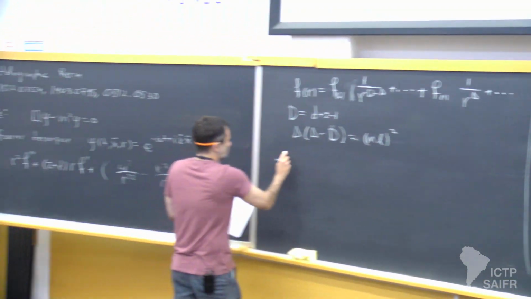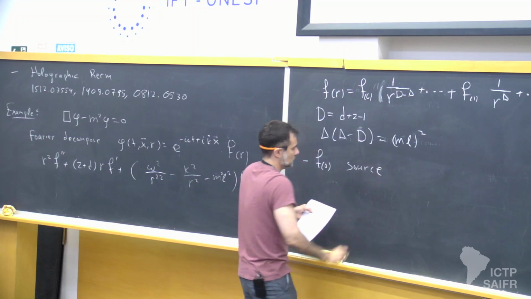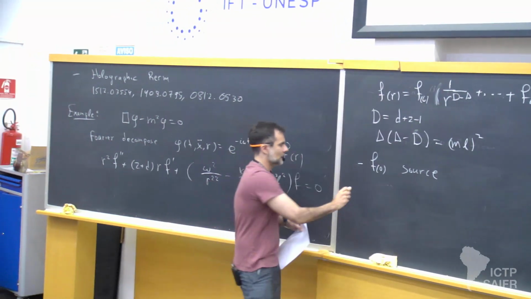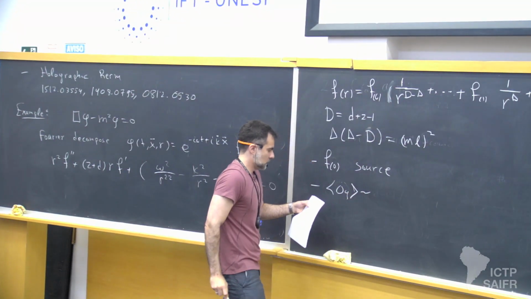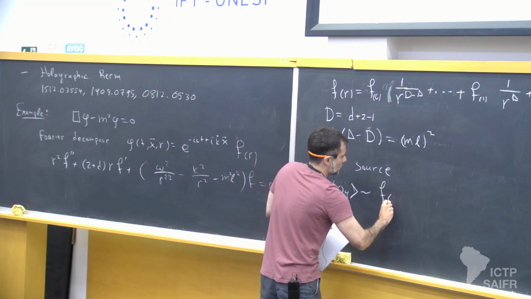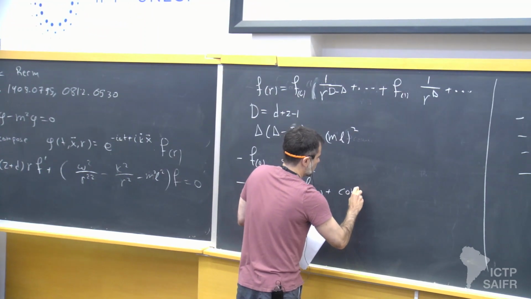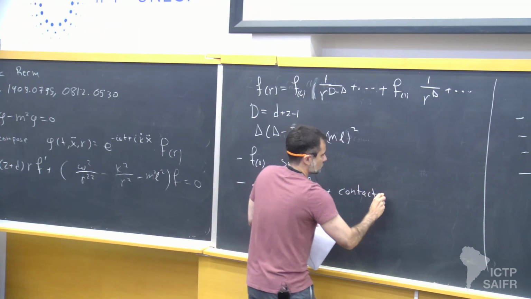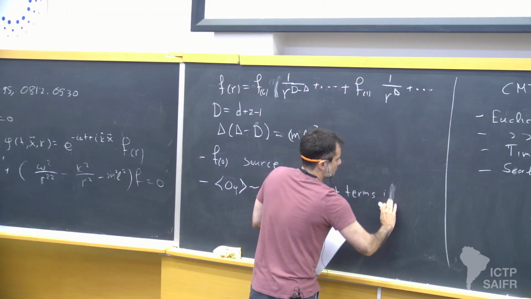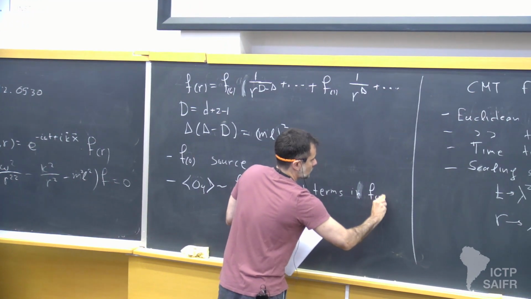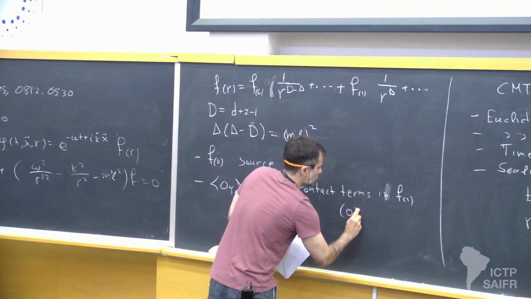According to this logic, f0 would be the source from the boundary theory point of view. Now, the vev of phi would be proportional to this constant of integration f1 plus contact terms in the source f0. If you want to read the details and see what these contact terms are, maybe you can have a look at this paper.